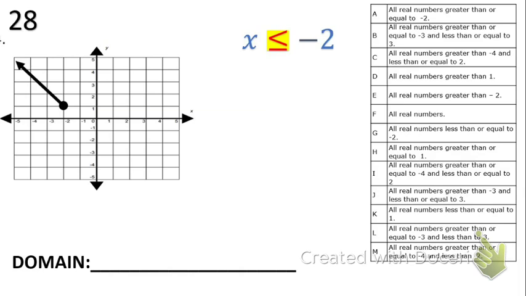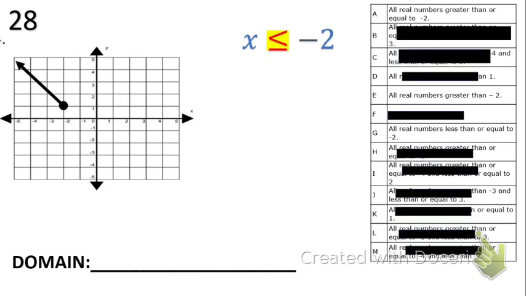All right, number 28. The answer to this was less than or equal to. So eliminate all the other answer choices. Find the ones that have a -2 at the end. This says greater than, not right. That says greater, not right. This one says less than or equal to. So the domain for number 28 is the letter G.